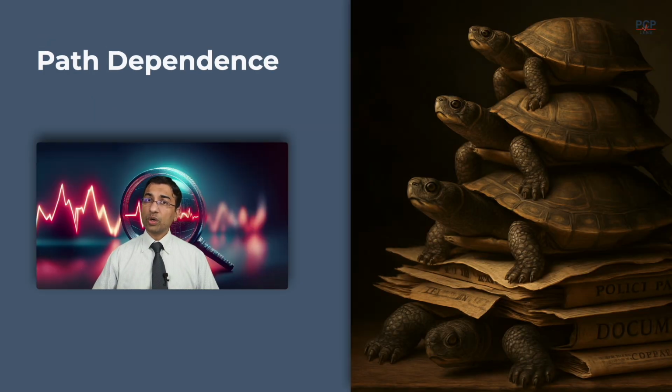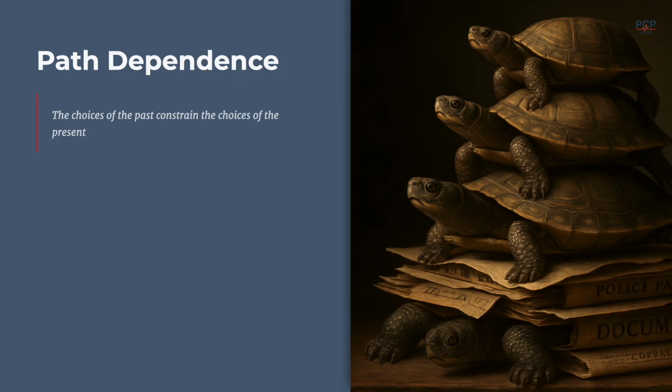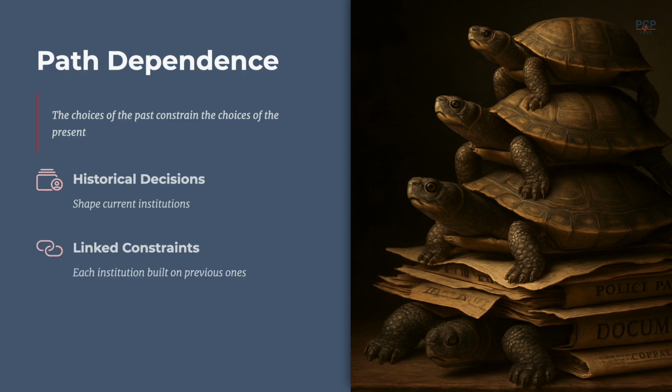After hearing this, the question you may be thinking probably is, how and why did we get here? Why did we make the choices in the past that led to the emergence of infrastructure that serves a few at the expense of others? Well, it's because the choices of the past constrain the choices of the present. This is called path dependence. That is, historical decisions shape our current institutions, and each institution is built upon the previous one.